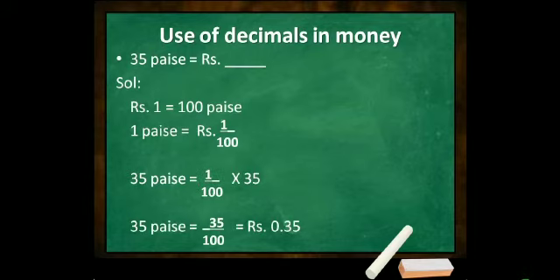Okay, now when you divide it, you will get rupees 0.35, or what you have to do is count the number of zeros in the denominator. There are 2, so there are 2 decimal places. So after 2 digits, you are going to put the decimal point. Now there are only 2 numbers in the numerator, so it will be 0.35 rupees.